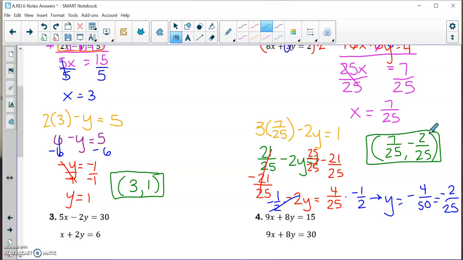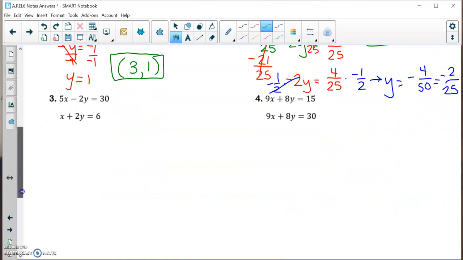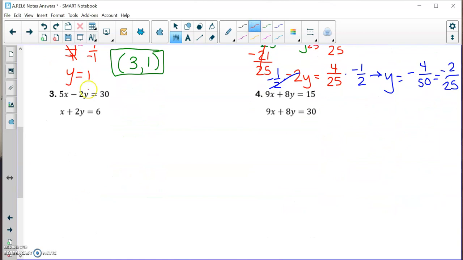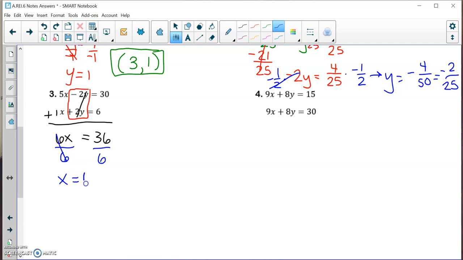All right, number 3. My x's do not have opposite coefficients, but my y values do. So we can jump straight into adding our two equations together. A 5x plus a 1x is a 6x. A -2y plus a 2y cancels, which is exactly what we wanted to happen. And a 30 plus a 6 is a 36. Now I'm going to divide both sides by 6, and I wind up with x being a value of 6.